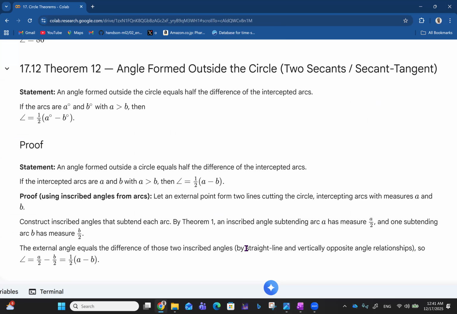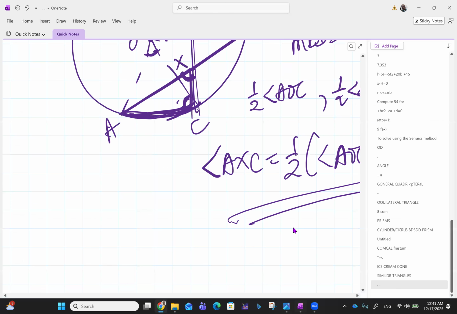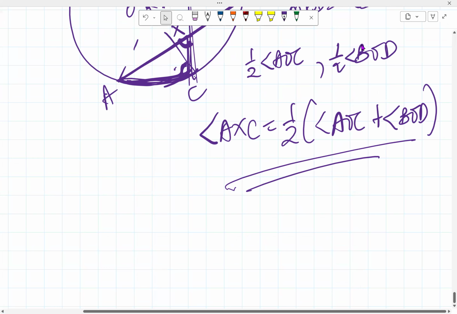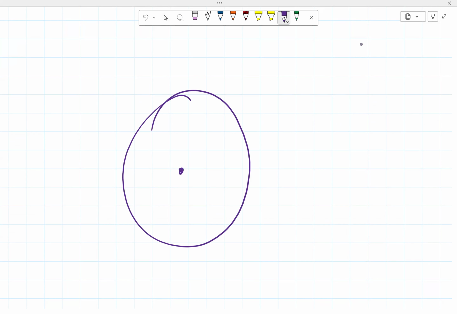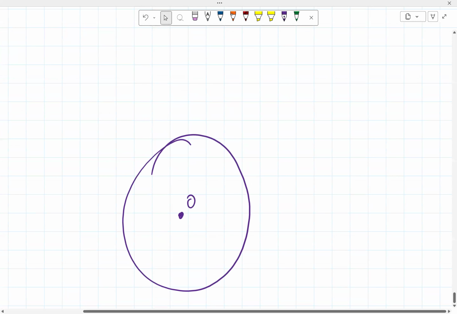So now I'm just going to go straight and do what this is about. So let's see that right here. Imagine for theorem 12, it is saying that if you have a circle with center O as usual, and then you have an external point, an angle formed outside the circle equals half the difference of the intercepted arcs.